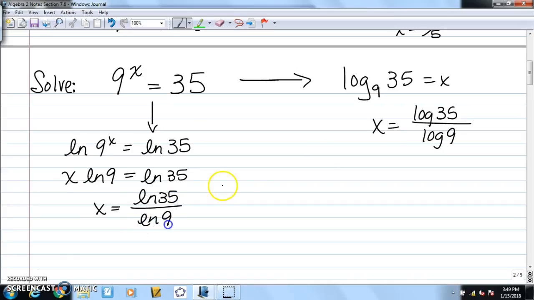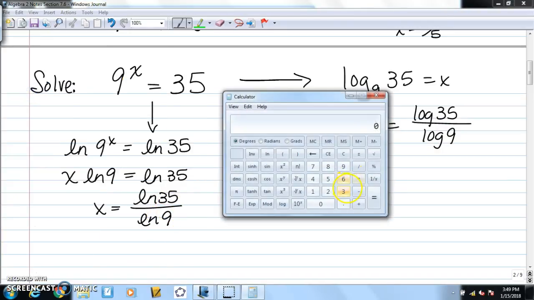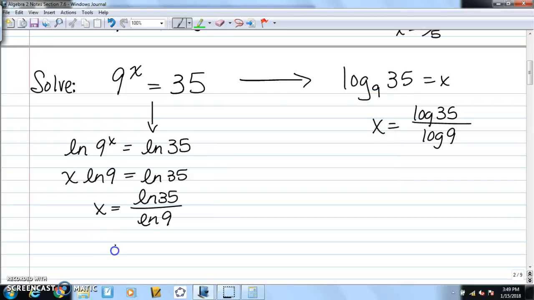Okay, so let's see if we get the same thing for these two when we put it into the calculator. So we have natural log of 35. I think on this calculator I have to put the 35 in first. On the other ones you put the natural log and then put 35. So you see up here it has natural log of 35 divided by 9 natural log, okay, equals 1.618. So if I say to the nearest hundredth, it'd be 1.62.